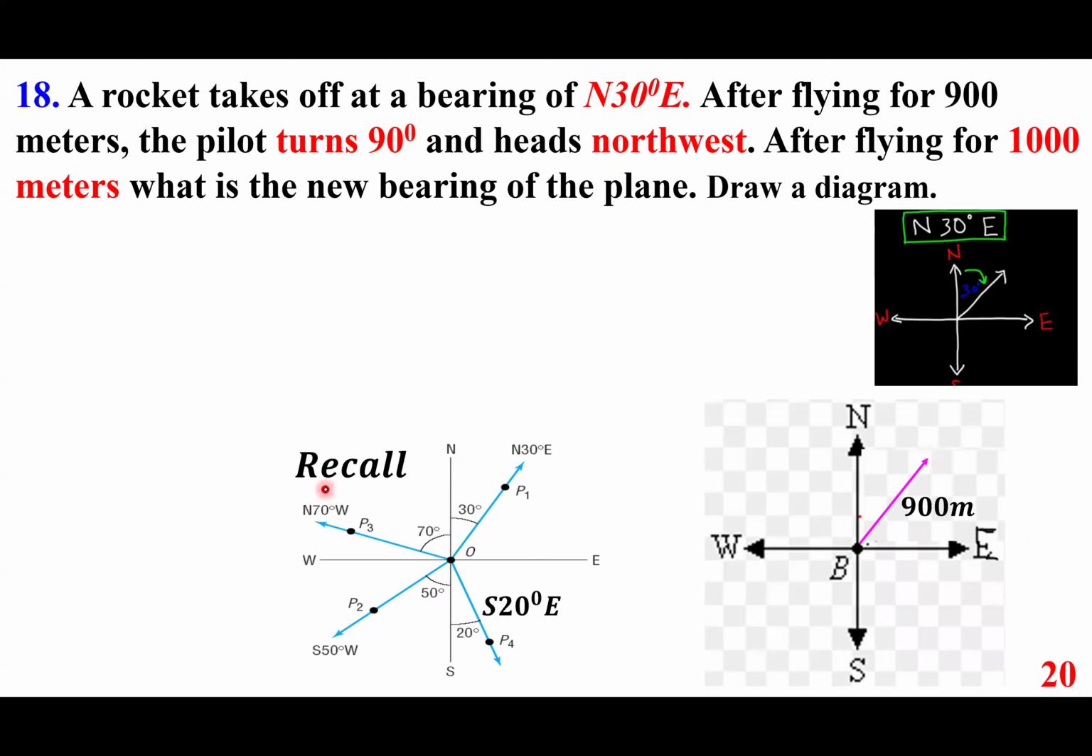So this is a 90 degree. Okay, so when you drop a perpendicular 90 degrees here, 90 degrees here, which way do you go? Whatever they say. Northwest is going that way, everybody. And how far do we go? 1,000 meters. What is the new bearing? Let's connect them.